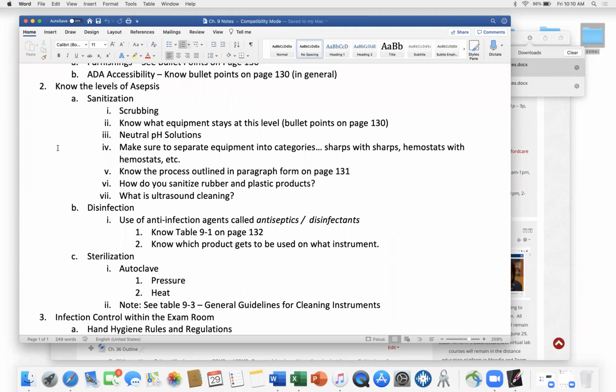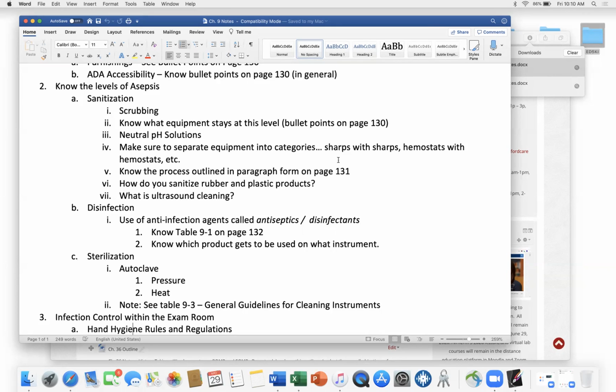So let's say, for example, I want to autoclave something like a medical instrument. I have to scrub it. I have to put it in a neutral pH solution for a while. I have to categorize it. Sharps go with sharps. Hemostats go with hemostats. Now, what do we mean by sharps go with sharps? So you know exactly what's in that fluid, because sometimes it's bubbly and you might not see it, and you have to be aware of what you're sticking your hand into.